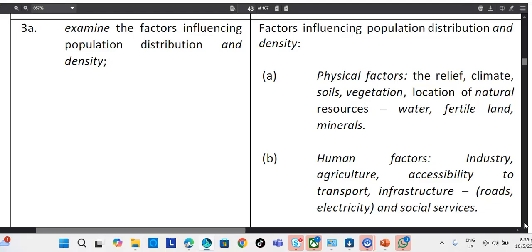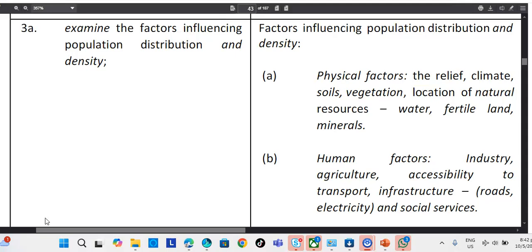Now, population distribution and density. What is population distribution and what is population density? Now, the density of population is the average number of people living on every square kilometer in a country. Now, what are the factors that influence where people are distributed across the country, where people live across the country, and the average number of people living on every square kilometer in a country? What are some of the factors that determine that?